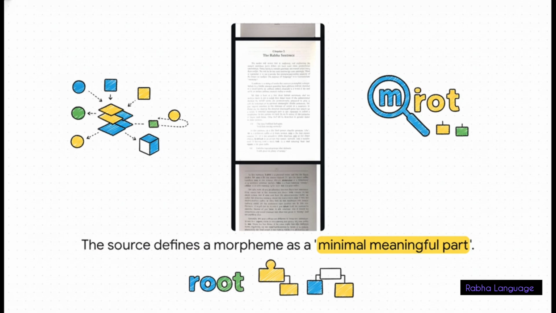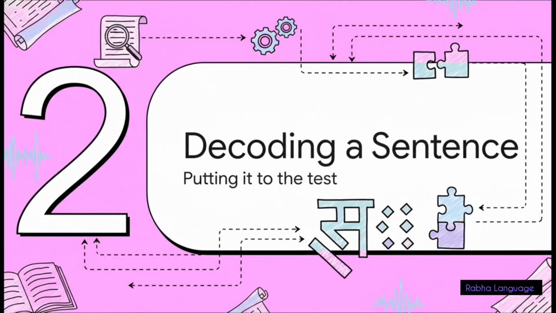And hey, don't just take my word for it. This is the core tool our source material gives us to work with. You can see it right there in the text, a minimal, meaningful part. Once we can spot these, we can start to see how entire words get built from the ground up. All right, now that we have our main tool, our linguistic magnifying glass, let's put it to the test. We're going to take our first piece of evidence, a complete sentence in Rabha, and see if we can take it apart piece by piece.